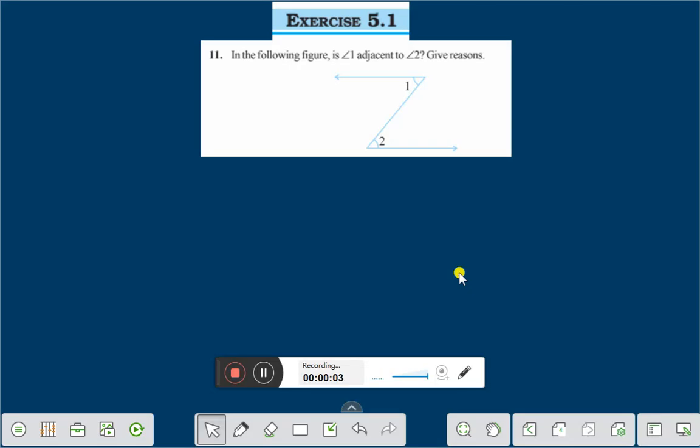Hello everyone. Today I shall discuss exercise 5.1 question number 11.